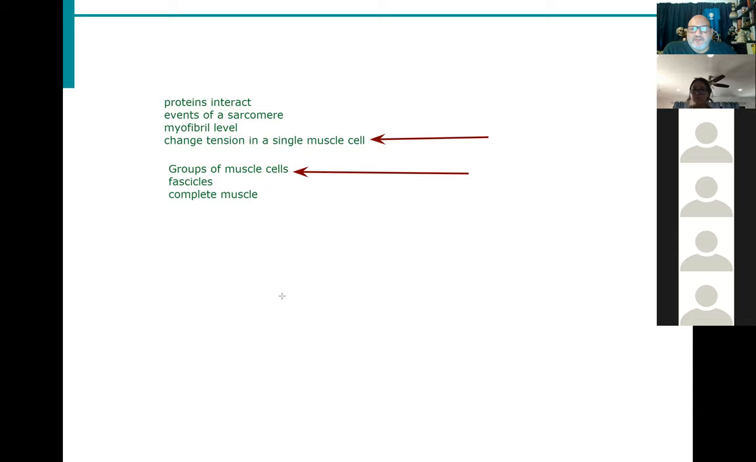All right, so yes, we've slowly been building back up. And yeah, definitely treppe and wave summation both involve tension, both involve a single muscle cell, but I think they would be separate essay questions because they're obviously different processes.